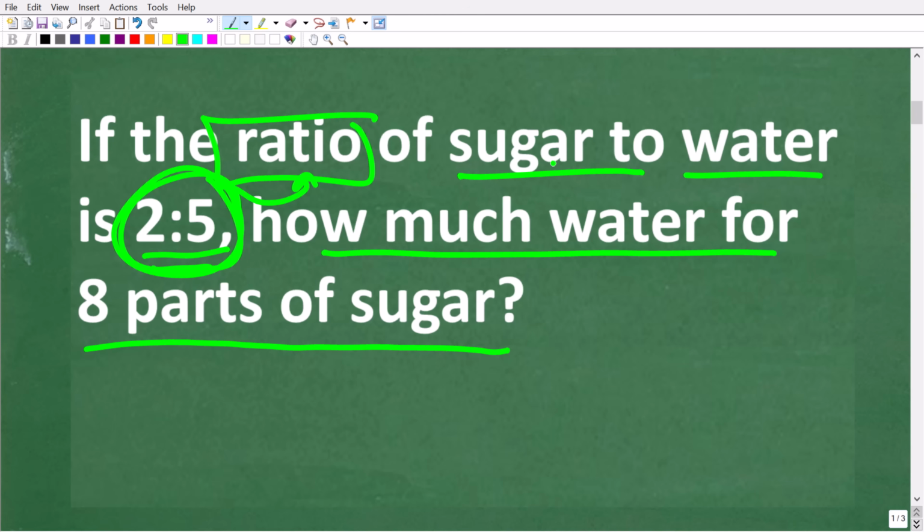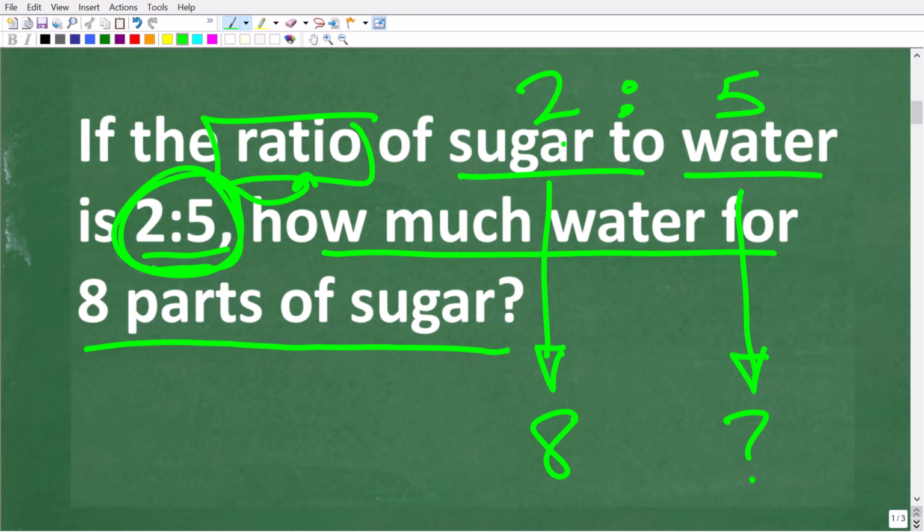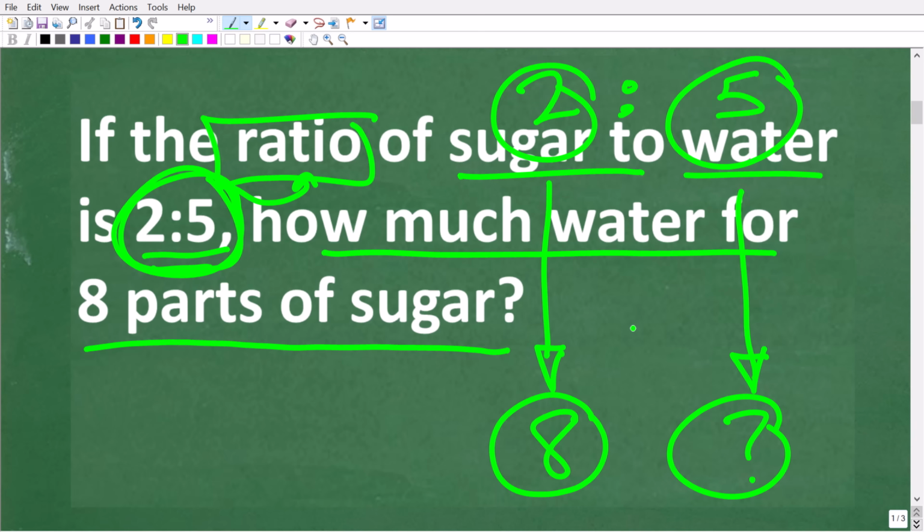All right, so if the ratio of sugar to water is 2 to 5, and the question is how much water is needed for 8 parts of sugar. So our sugar is going to go to 8. So how much water is going to be needed if we increase our parts of sugar from 2 to 8, right? So of course we have to increase our parts of water to keep up with the increase of sugar.